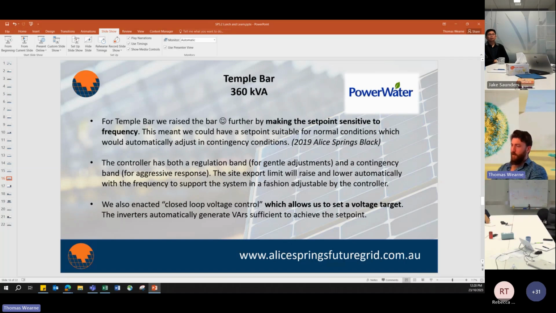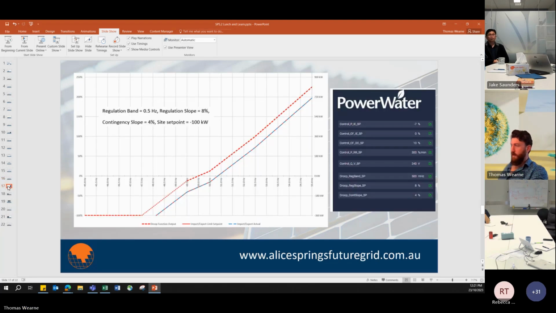We also enacted something called closed loop voltage control, which means rather than the inverter absorbing VARs as required based on the voltage that it sees, we can actually set a voltage target, and the inverter will try to generate the VARs sufficient to achieve that set point rather than just reacting to the voltage as it happens.